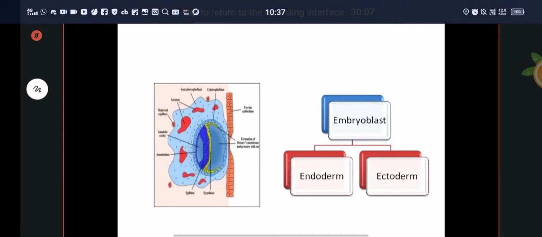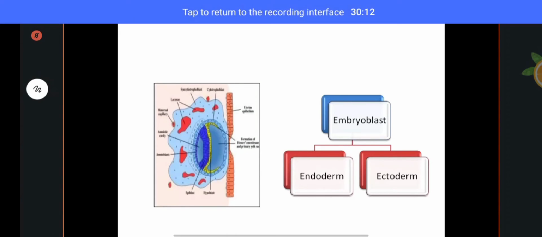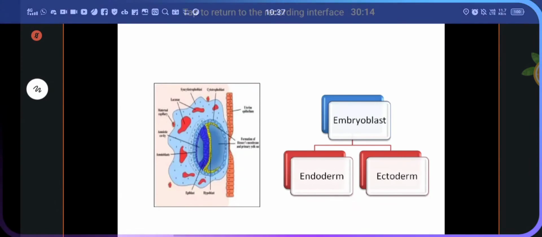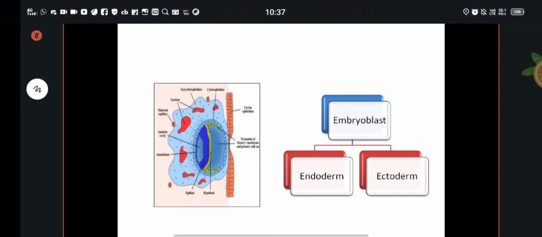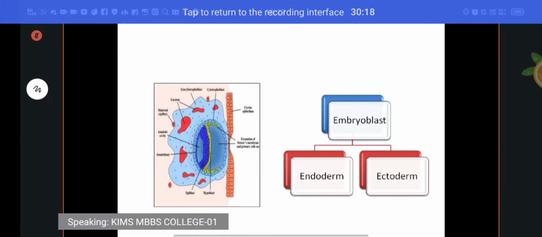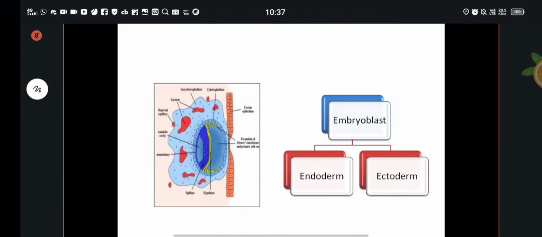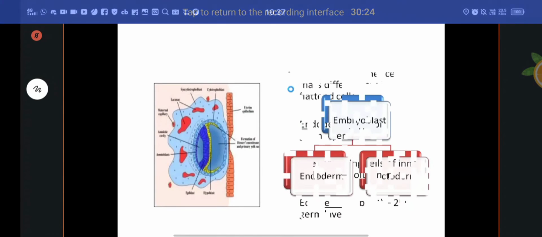Along with them, this embryoblast is also changing. On the 8th day of development, this embryoblast differentiates into two layers. They are ectoderm and endoderm. They are the germ layers. Now, we'll see about these things.